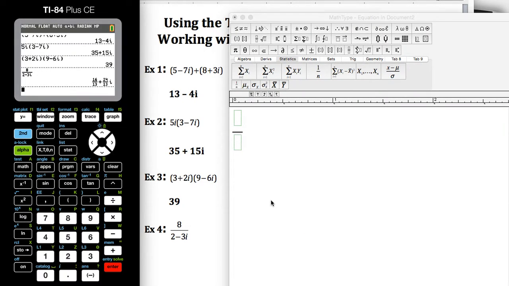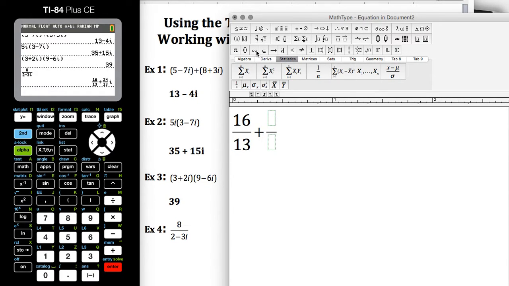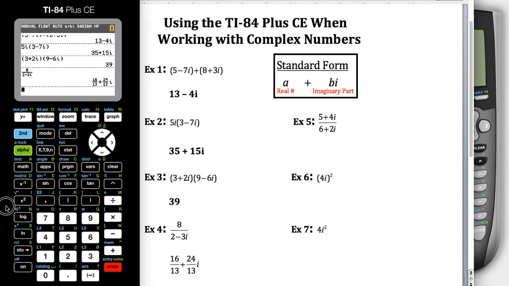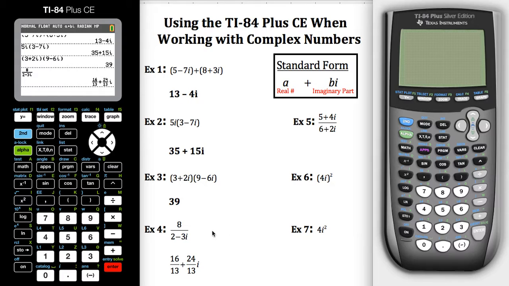And I have forgotten already what it was. 16 over 13 plus 24 over 13, and then i. Okay, now, showing what's going to happen with this problem over here on the TI-84 plus Silver Edition with the older model.